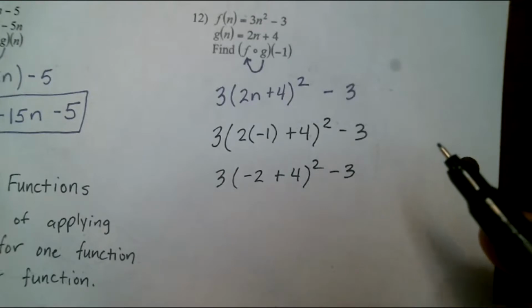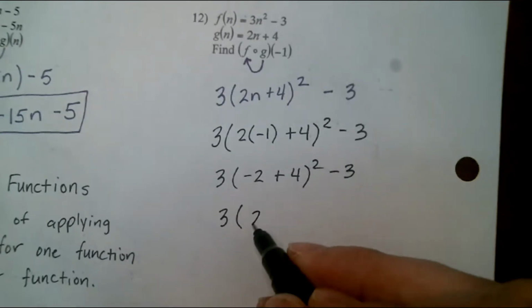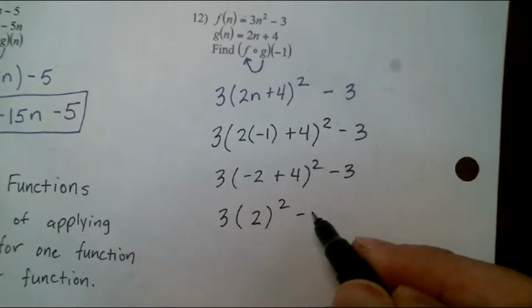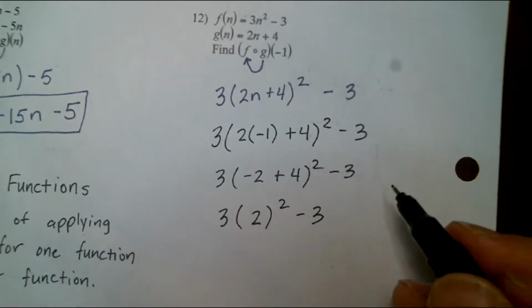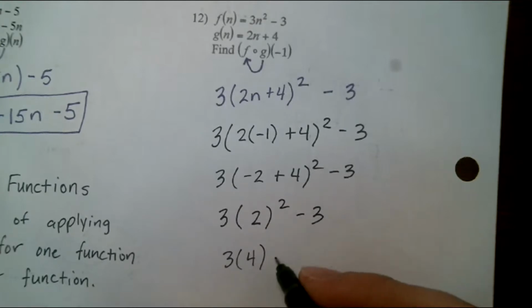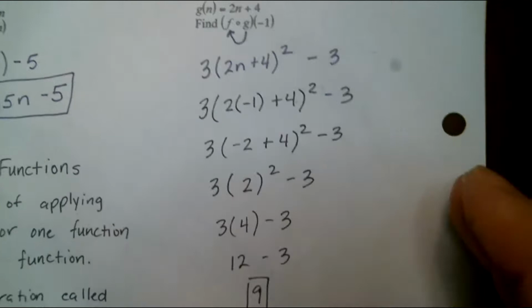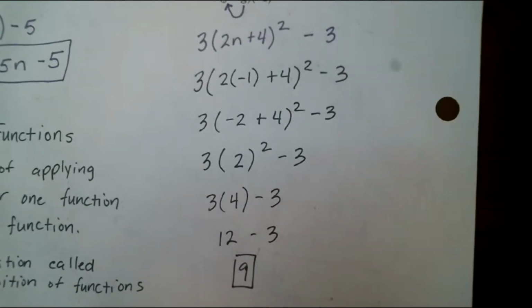Who has the answer? Someone type it in. 3 times -2 plus 4 is 2 squared minus 3. 3 times 4 minus 3. 12 minus 3 is 9. Very good, Maddie. Very good.